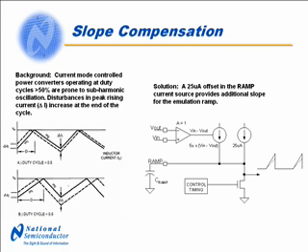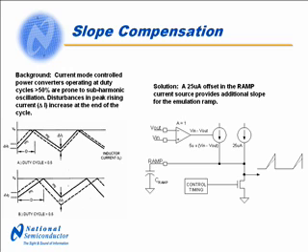Current mode controlled power converters operating at duty cycles greater than 50% are prone to subharmonic oscillation. Disturbances in peak rising current, delta I, increase at the end of each cycle, causing alternating large and small duty cycles. Fortunately, the subharmonic oscillation issue is easy to solve.